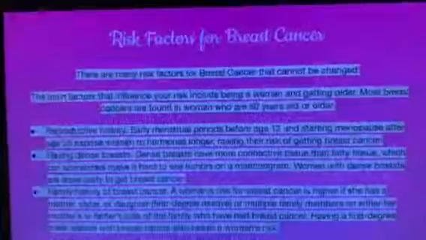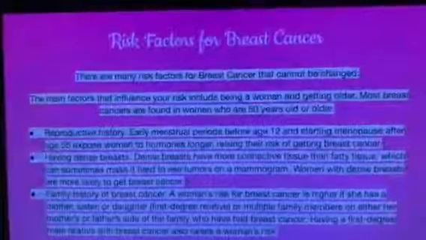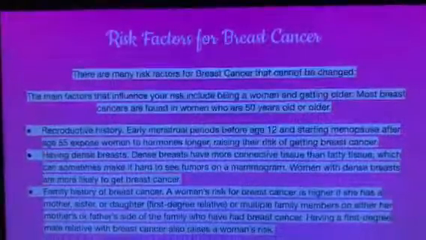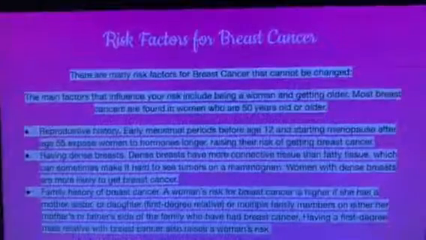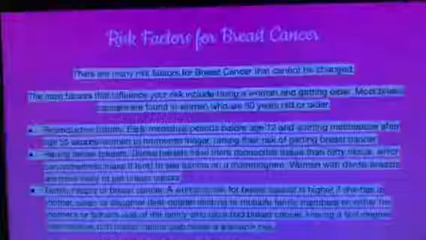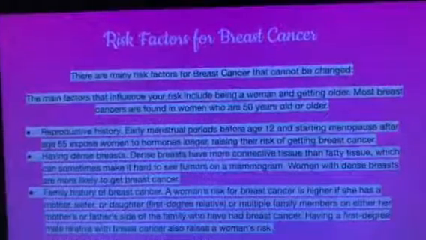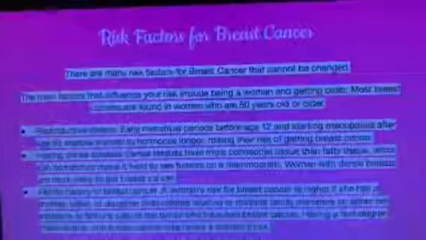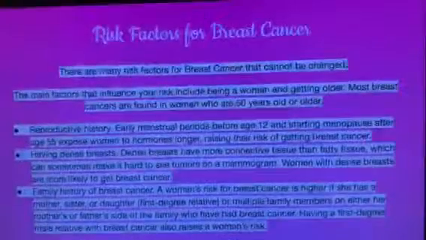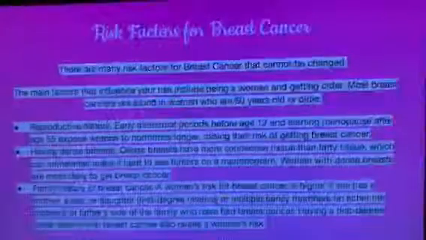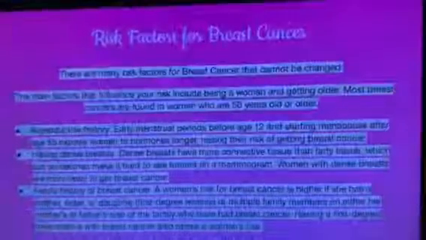Having dense breasts. Dense breasts have more connective tissue than fatty tissue, which can sometimes make it hard to see tumors on a mammogram. Women with dense breasts are more likely to get breast cancer. Family history of breast cancer. A woman's risk for breast cancer is higher if she has a mother, sister, or daughter, a first-degree relative, or multiple family members on either her mother's or father's side of the family who have had breast cancer. Having a first-degree male relative with breast cancer also raises a woman's risk.